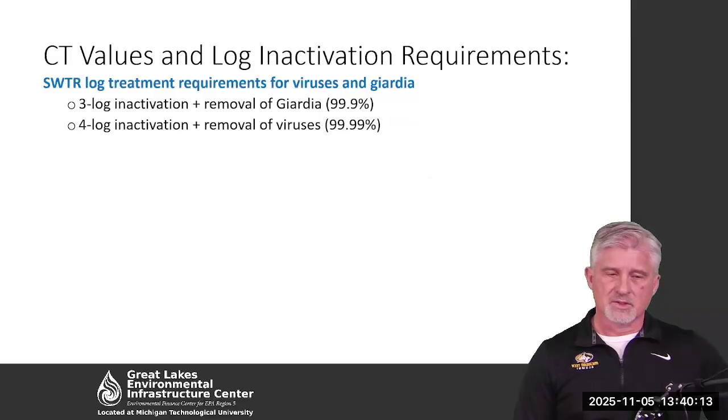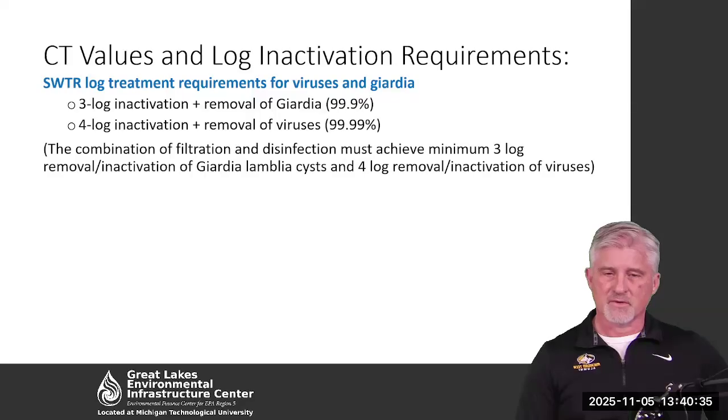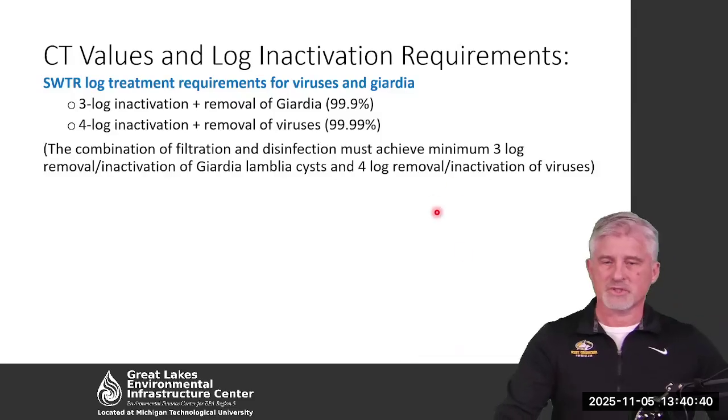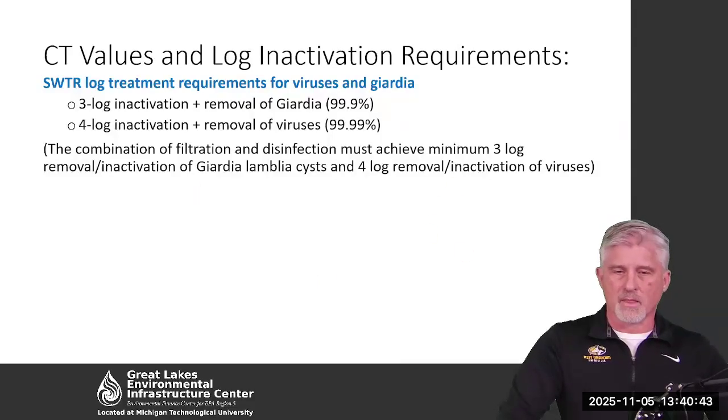And the reason that Giardia only requires 3 is because it tends to be a larger bug, and it's easier for it to be removed through the process. Viruses tend to be more resistant to filtration due to their small size, and they're also more resistant to disinfection, so we have to be more protective of the viruses. So the combination of filtration and disinfection must achieve these removal rates. And notice we're going to get some from our filtration, we're going to get some from disinfection.